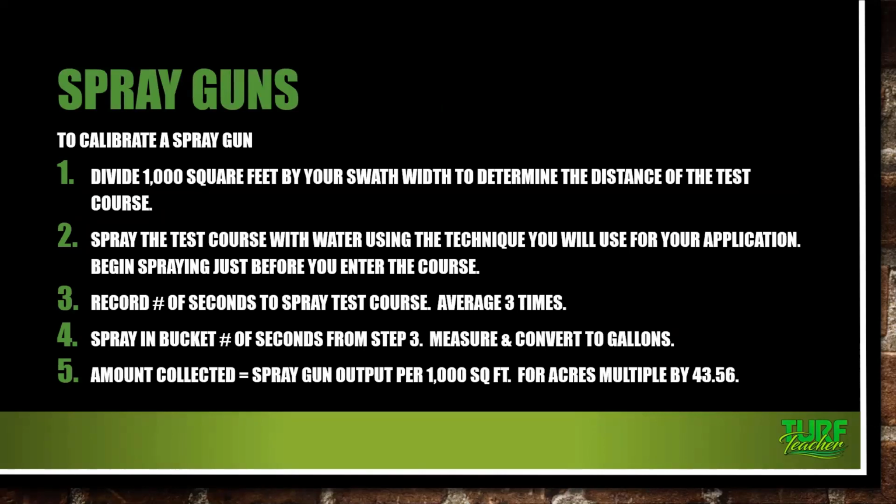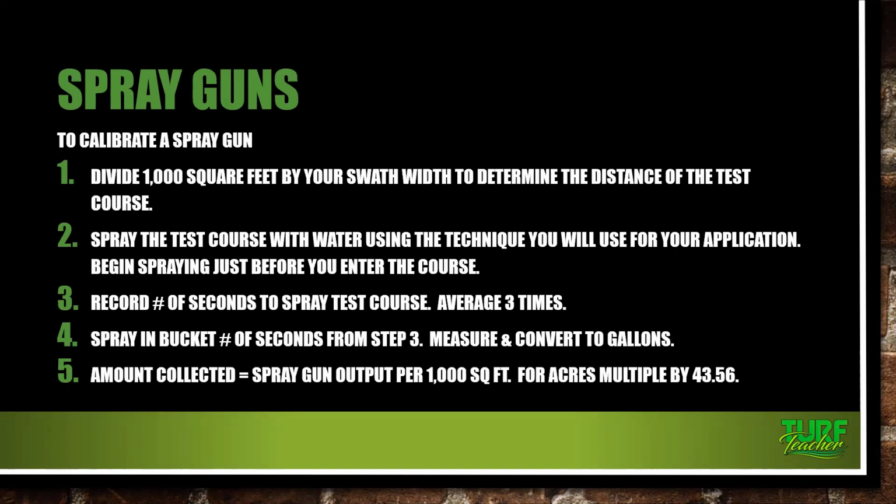To calibrate this, we're going to divide 1,000 square feet by your swath width to determine the distance of the test course. We're going to spray that test course with water using the technique you will use for your application. Begin spraying just before you enter the course. You want to make sure you get that front line as well. Record the number of seconds to spray the test course. Average it 3 times.